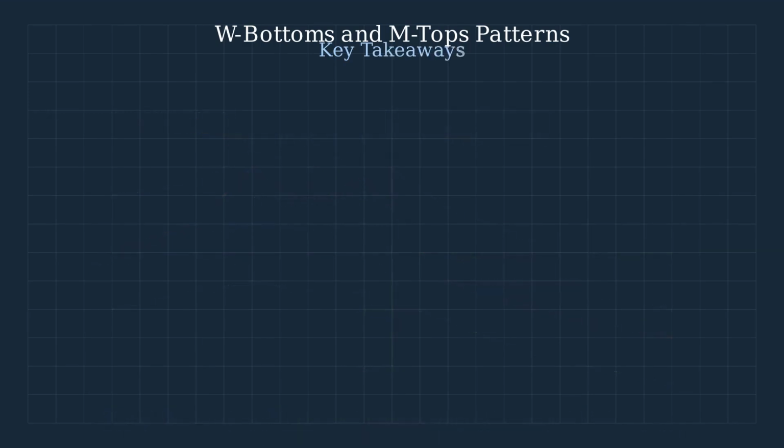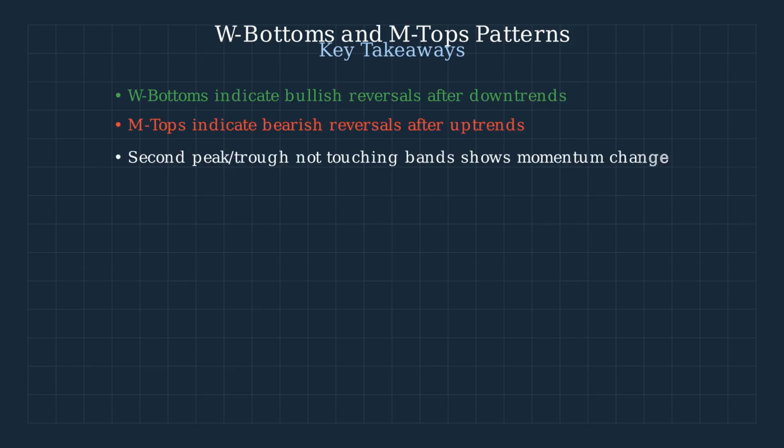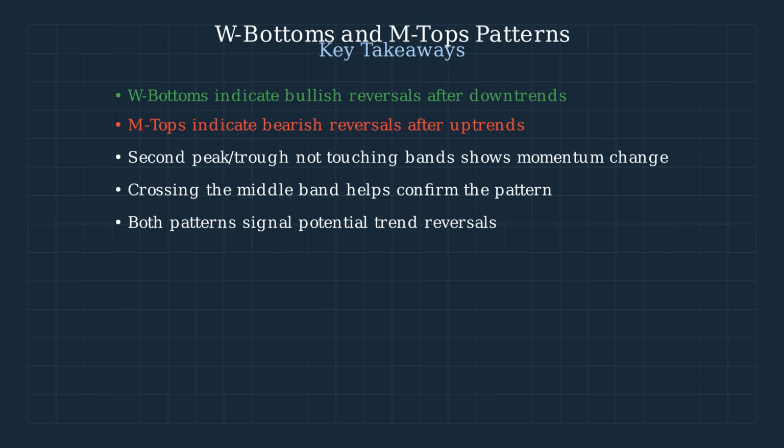To summarize, both W bottoms and M tops identify potential trend reversals through specific price behavior in relation to Bollinger Bands. The key signal in both patterns is the failure of price to reach the bands during the second peak or trough, indicating a change in momentum that often precedes a reversal.